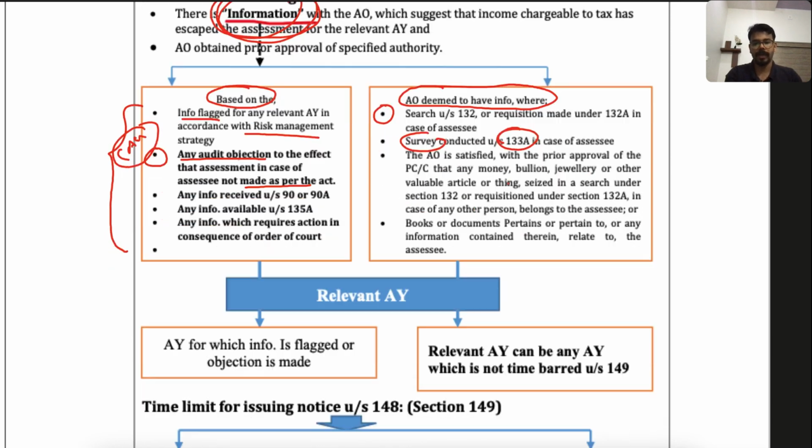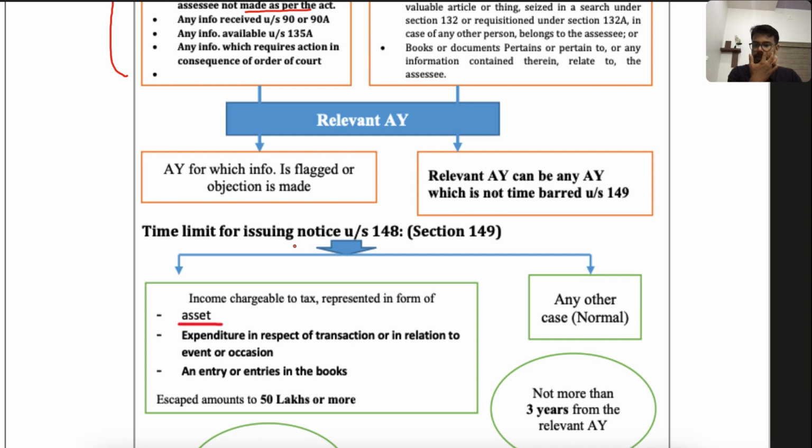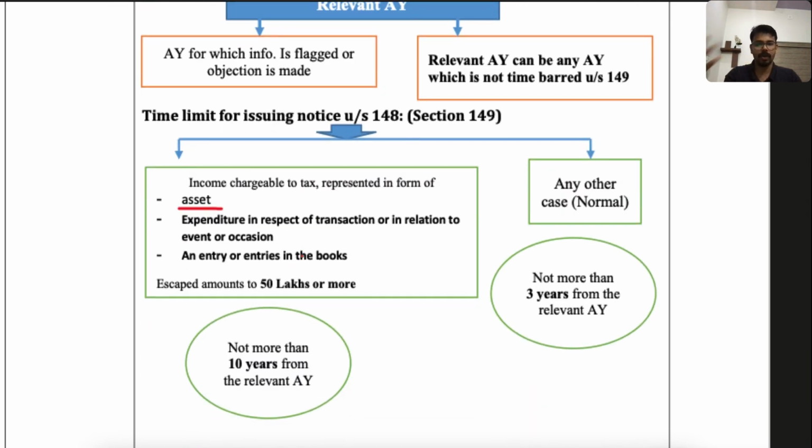Okay, and then they can issue notice for how many years? If the income escaped is more than 50 lakhs, then for 10 years. In other cases they can issue notice up to 3 years. This is the maximum time up to which they can issue notices.